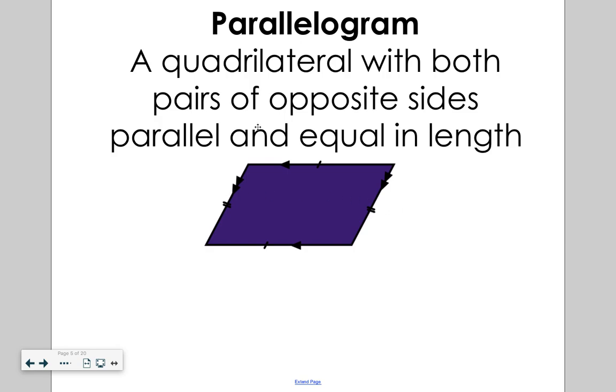And now parallel means that these lines are never going to touch each other. They're like train tracks. They stay the same distance away from each other, and they will never cross. So this one and this one are parallel sides, and this one and this one are parallel sides. So a parallelogram is a quadrilateral with both pairs of opposite sides parallel, and they are equal in length.